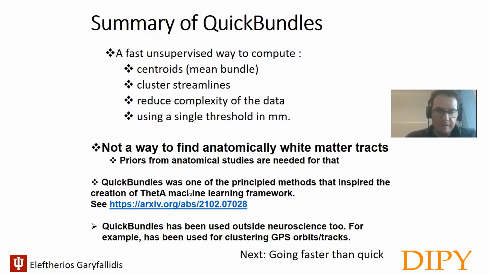Okay, QuickBundles was one of the principal methods that inspired the creation of the Theta machine learning framework. This is very recent work in 2021, and that's a generic machine learning framework, and there is currently an arXiv paper about it. Also, QuickBundles has been used outside of neuroscience. For example, it has been used for clustering GPS orbits and tracks. All right.